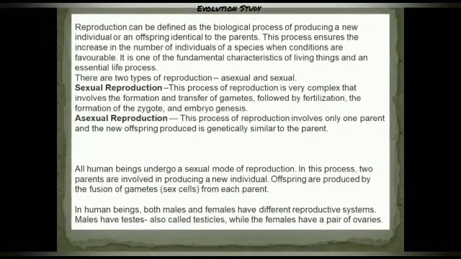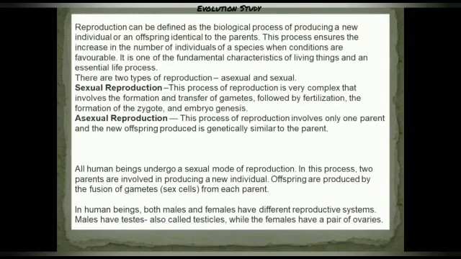Reproduction can be defined as the biological process of producing a new individual or an offspring identical to the parents. This process ensures the increase in the number of individuals of a species when the conditions are favorable. It is one of the fundamental characteristics of living things and an essential life process. There are two types of reproduction, asexual and sexual.